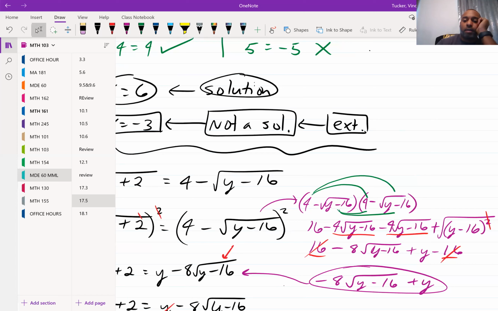So we have 4 times 4, which gives me 16. And then we have 4 times the negative square root of y minus 16, which is this. Then negative square root of y minus 16 times 4 is this. And then negative square root of y minus 16 times negative square root of y minus 16 is this over here. So this is the square root of y minus 16, squared.